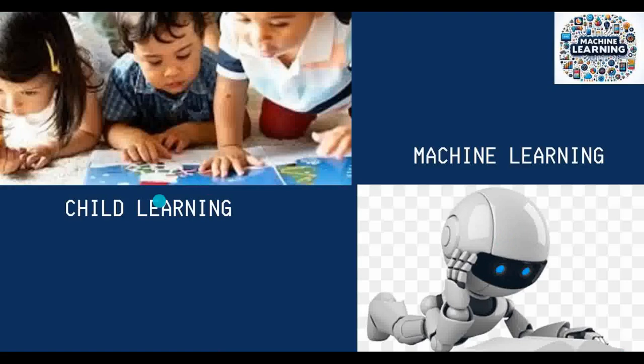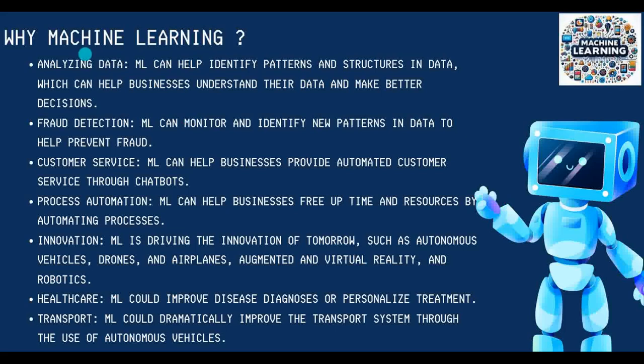So basically this was the thing, the child learning. This is how a child learns, right? And this is how the machine learns. I have given some pictures. And here, why machine learning? Why do we need to learn machine learning?